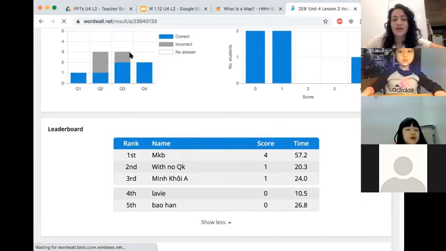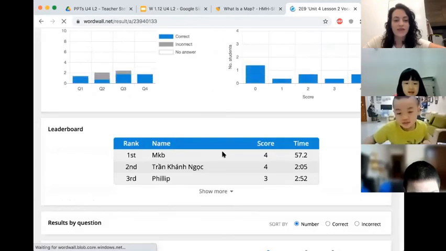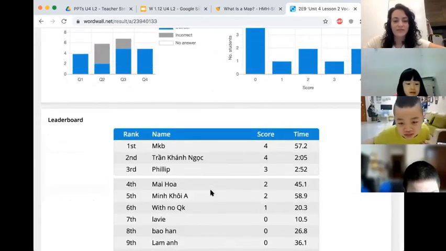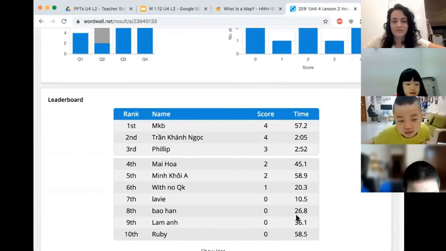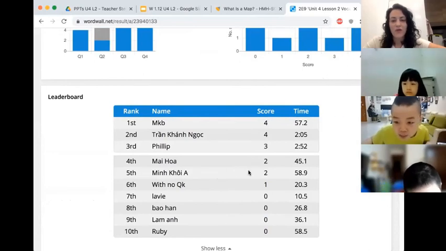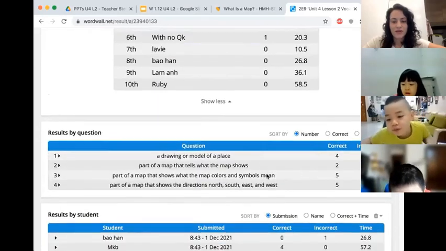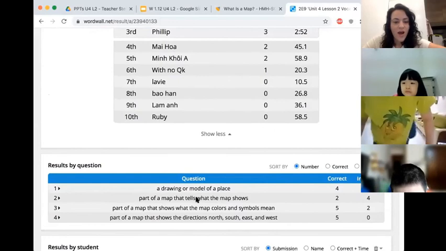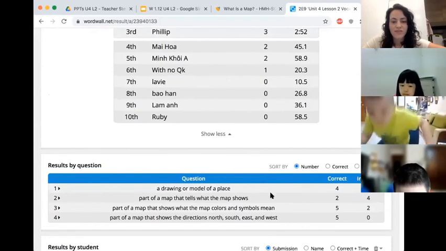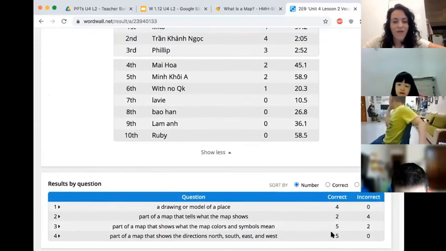Please make sure you load the page first. Everyone, try again if you did not get 4 out of 4. Miss Miranda, I'm done. Which one are you guys missing? Part of a map that tells you what the map shows. You guys should know that one.